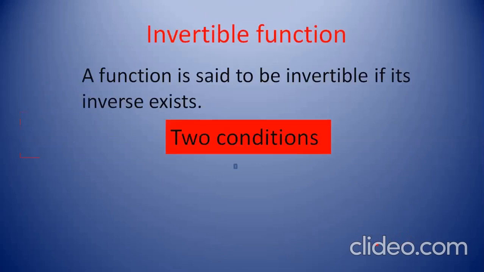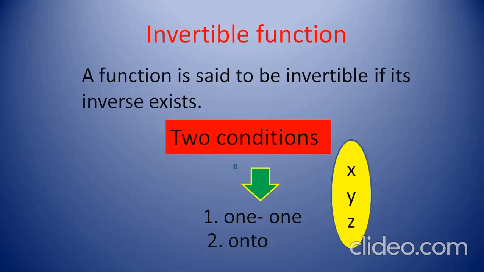Two conditions must be satisfied. First one is one-one. Second one is onto. If any function is one-one and onto, we can say its inverse exists, otherwise its inverse will not exist. So what is one-one? It means each element of the set A has a unique and distinct image in the set B.